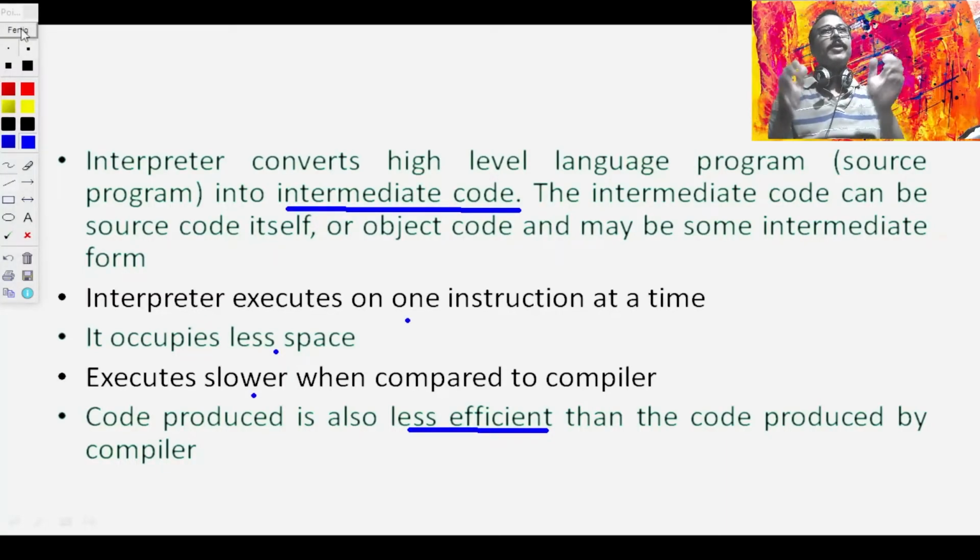Try to make a tabular column: compiler, interpreter, and on the left side you can have the issue. Space, which one occupies more space? Speed, which one executes more quickly? So try to write that. Efficiency, which one produces more efficient code? And what is the source? What is the destination language? Source language program, intermediate code. So source language to machine language in case of compiler, source language to intermediate form in the case of interpreter.